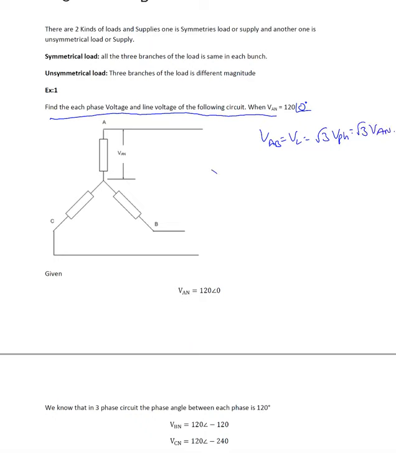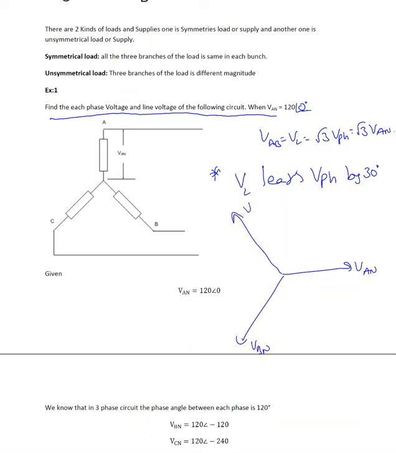Another important point is V line leads V phase by 30 degrees. Whenever you draw the vector diagram, here is VAN, VBN, VCN, each of them 120 degrees apart, same magnitude.